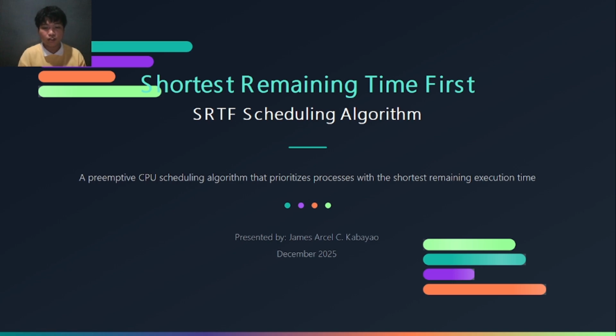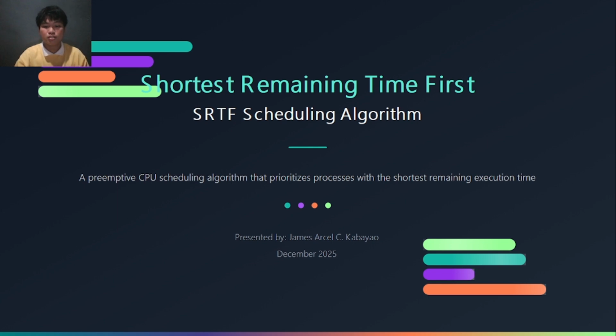Good day, everyone. Today we will be diving into a fundamental concept in operating systems, the shortest remaining time first, also known as the SRTF scheduling algorithm. This is a preemptive strategy designed to prioritize efficiency by focusing on how much work a process has left to do. Before we proceed, let's start with a question first.